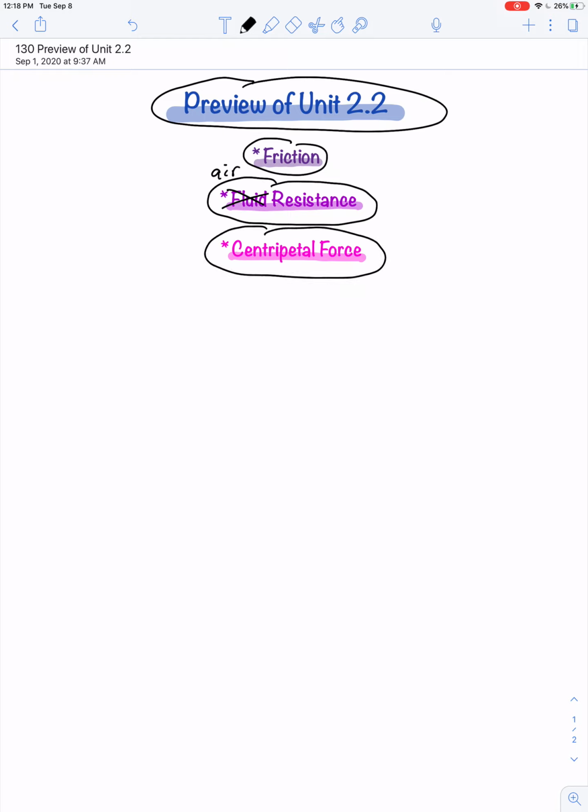So one idea I want to preview when it comes to friction is there are two types of friction. Sometimes friction is there to hold objects at rest. In that case, we refer to it as static friction. When an object is moving and two surfaces slide against each other, then we say there's friction of motion, or better yet, what we call kinetic friction. A lot of similarities between static friction and kinetic friction, but the two are treated somewhat differently, and we'll see that when we get into Unit 2.2.